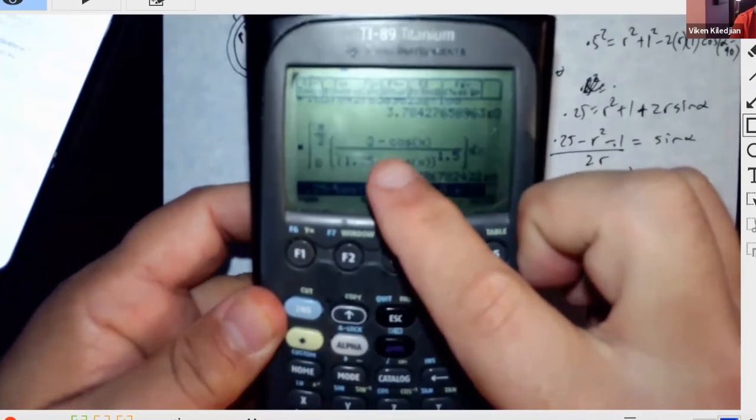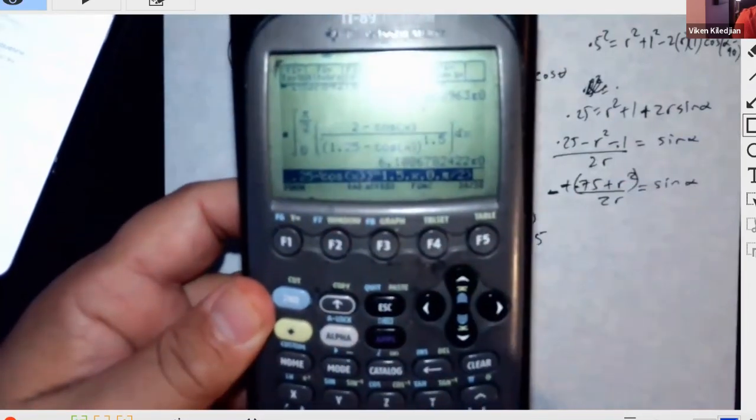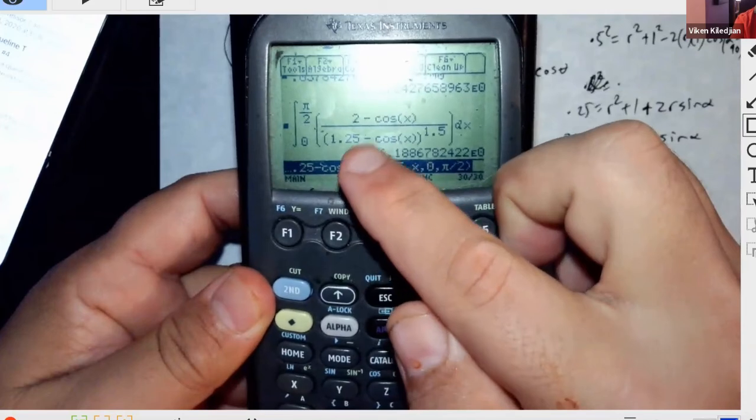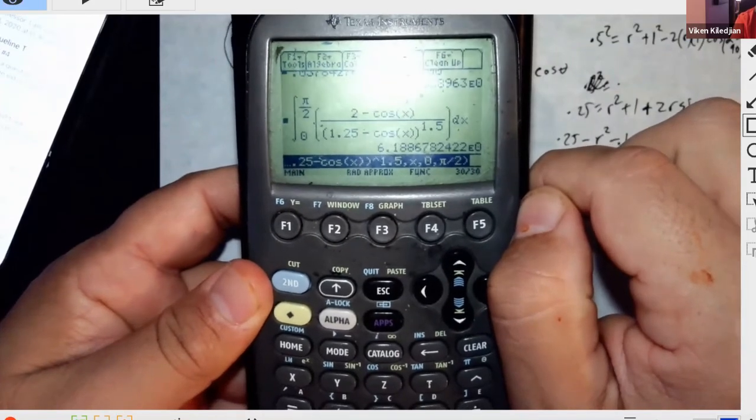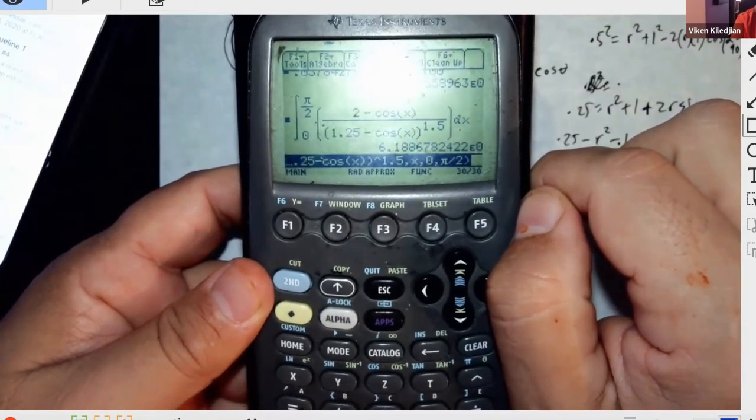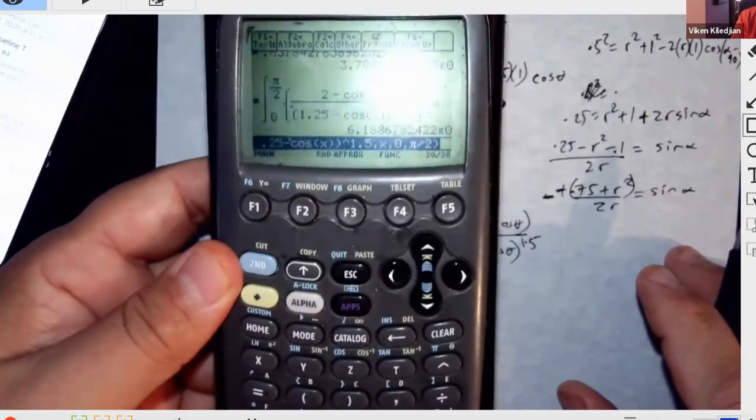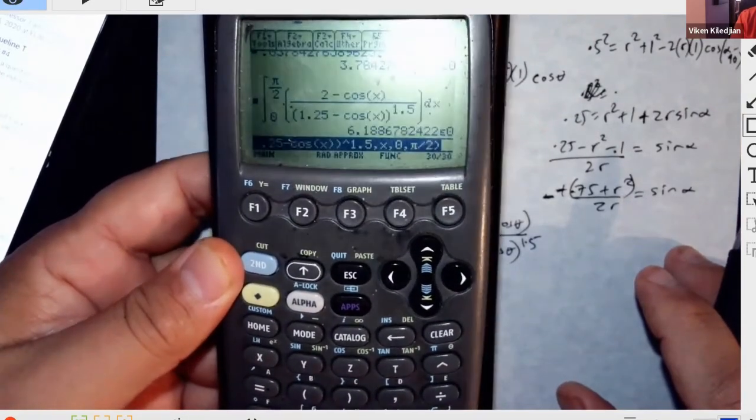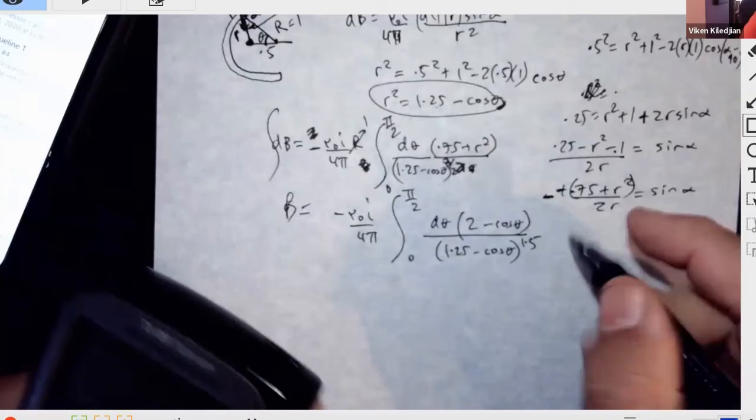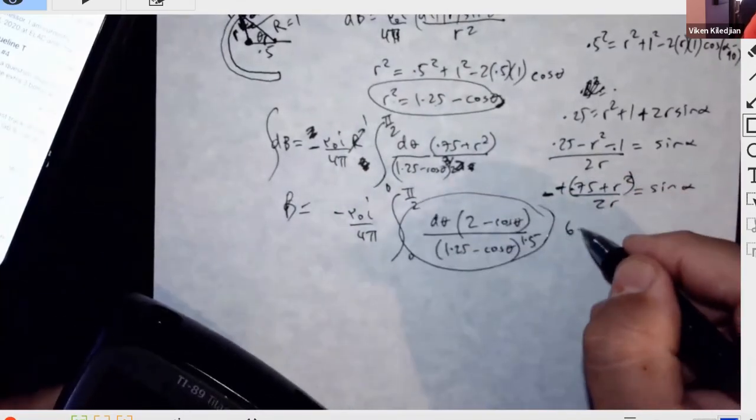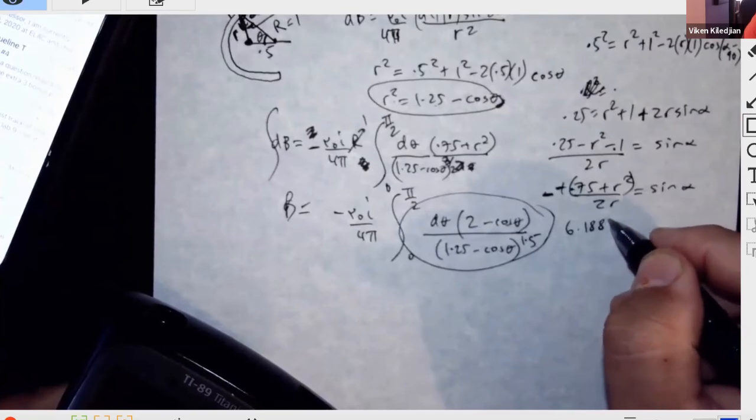You see? And you can kind of see if you put it in right. 2 minus cosine x, 1.25 minus cosine x. It had an answer: 6.188678.